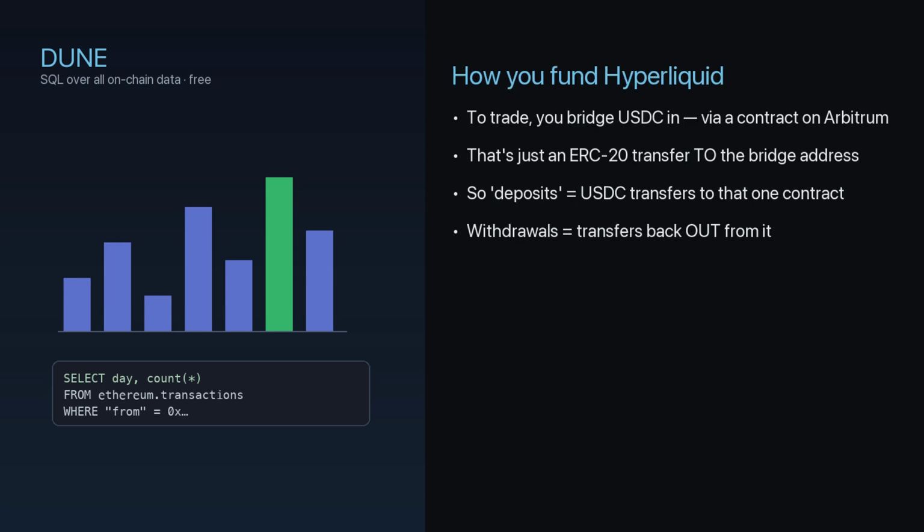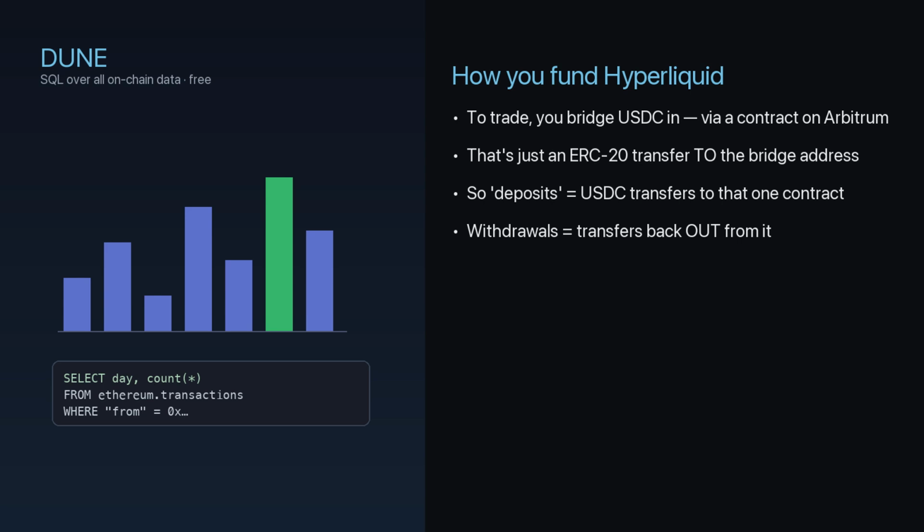So, how does money get into Hyperliquid? To trade, you deposit USDC through Hyperliquid's bridge contract, which lives on the Arbitrum chain. And here's the key insight that makes this easy. A deposit is nothing more than an ordinary token transfer, sending USDC to that one bridge address. So to see every deposit, we just look at every USDC transfer going to that contract. Withdrawals are the transfers coming back out.